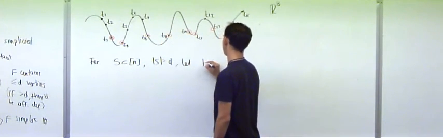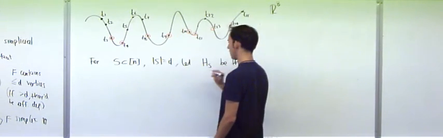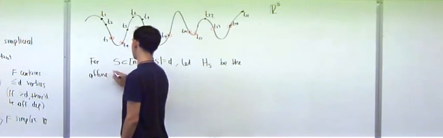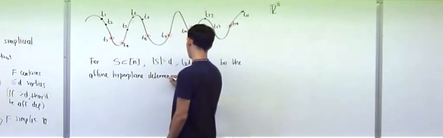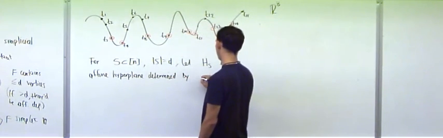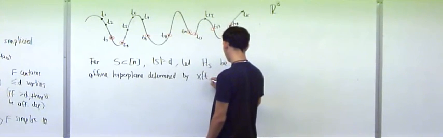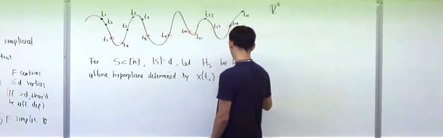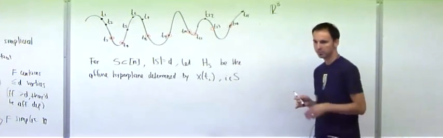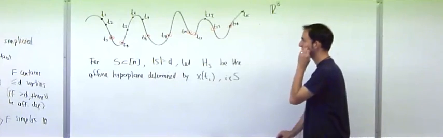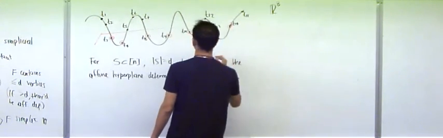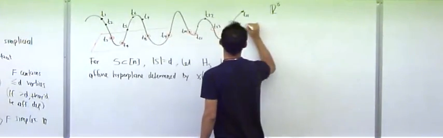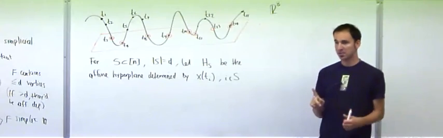And let's say that H_S is the affine hyperplane determined by the points x of t_i, where i is in S. So as an example, I have these points over here, and they determine some seven-dimensional plane. By the way, why is it seven-dimensional?